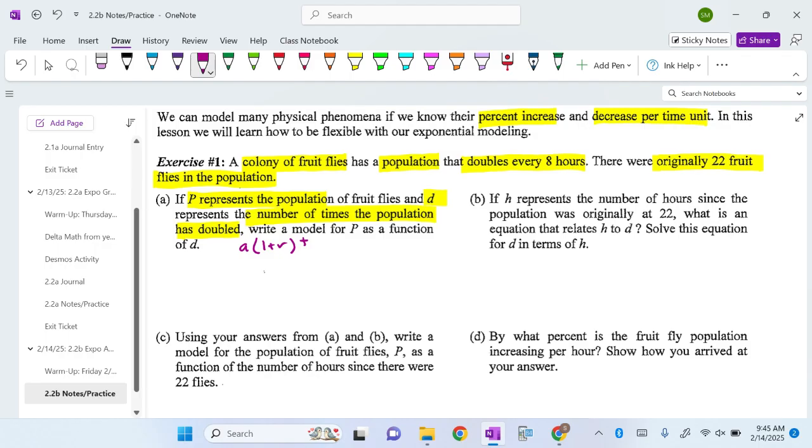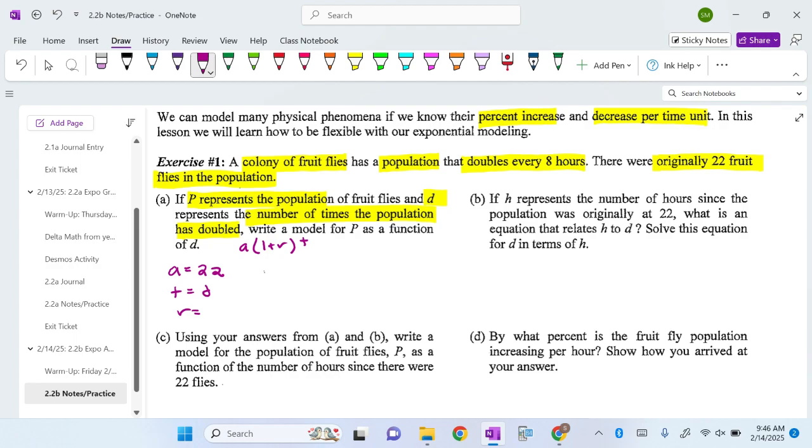All right. Now, let me ask you this. We know we started with 12, or not 12, 22. We know our initial value is 22. We know our time will just be replaced by d because that's just how many times it doubled. However, what do you think my rate's going to be if we're doubling?